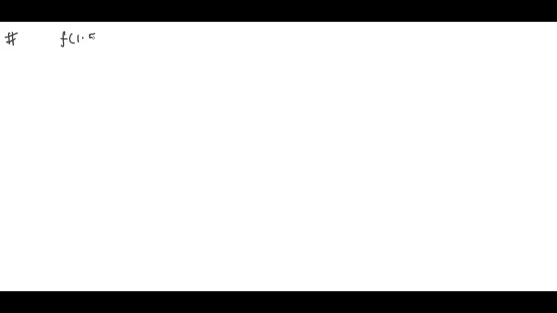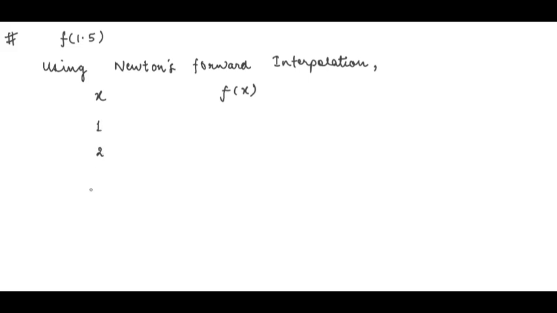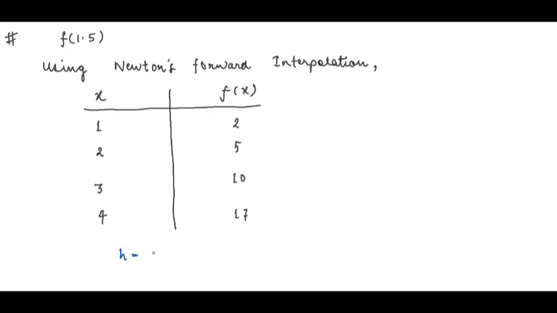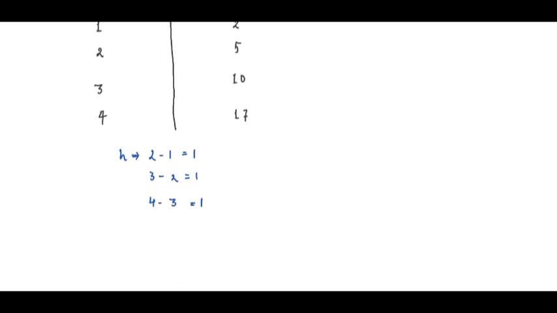So now we have an example where we need to estimate the value of f at 1.5 from the following table, where we have x and f(x) values. The x is 1, 2, 3, and 4, and f(x) is 2, 5, 10, and 17. Now checking the spacing between them, h is 2 minus 1 as 1, 3 minus 2 as 1, 4 minus 3 as 1. Therefore, h becomes 1, and the data points are equally spaced.